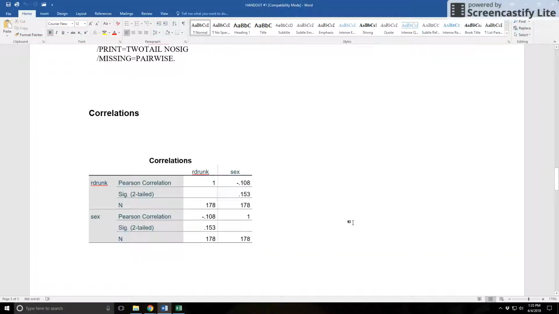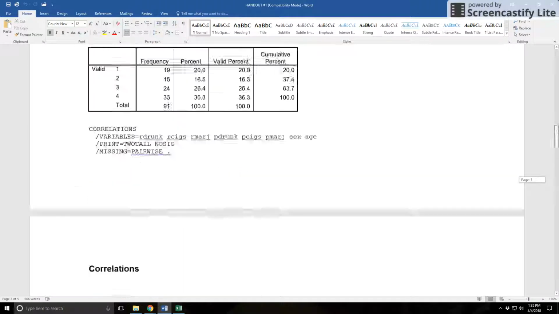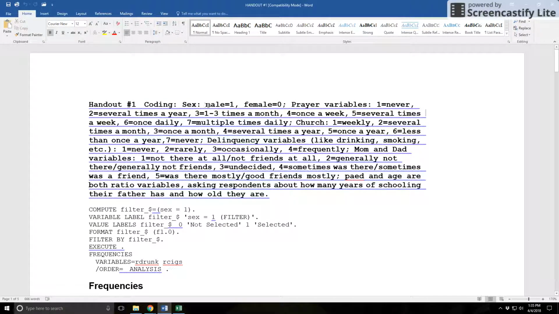So again, in handout 1, we're going to talk about correlations, this time when the independent variable is dichotomous, when it has just two categories, like sex, male and female. Now, again, you have to go back and look at how things are coded. Males are 1, females are 0. So that's important to remember.